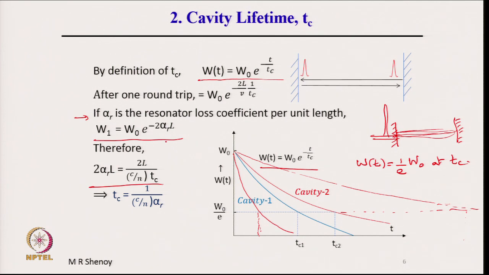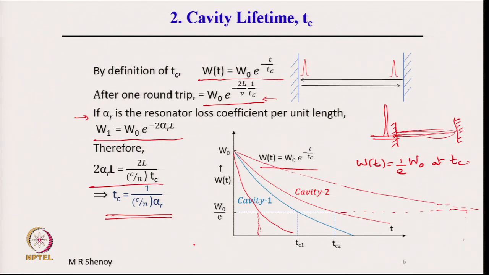We are equating this expression with this expression, because this also represents the energy after one round trip in terms of the resonator loss coefficient alpha r. This represents the energy after one round trip in terms of the time, the cavity lifetime. And therefore, if we equate this, we get an expression for cavity lifetime.